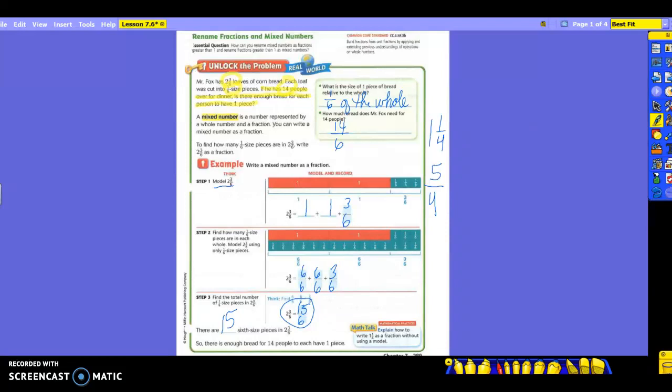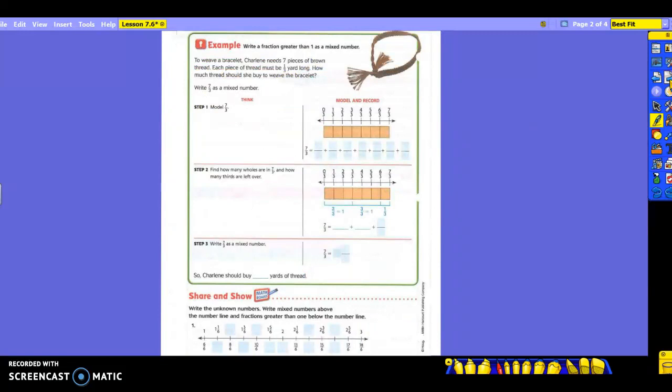That makes your life a lot easier than having to draw out a model. If you need to draw out a model, it's still there. I'm not going to say you can't. But this is a lot easier, right? Okay, let's flip, see what else they have.